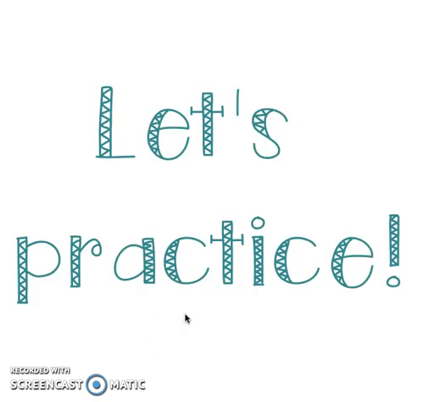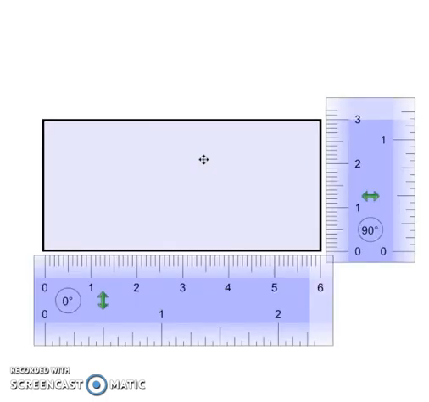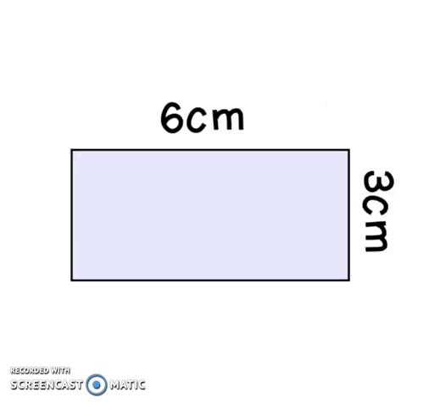Let's practice. What is the area of this rectangle? We don't know the side lengths, so let's begin by measuring those and labeling the rectangle. Using the centimeter measurements on my ruler, I see that the length of the rectangle is 3 centimeters and the width is 6 centimeters. Now I want to label my rectangle with those measurements like this.